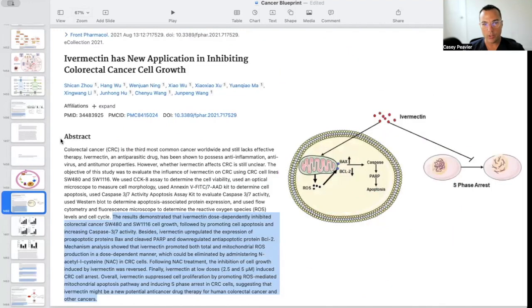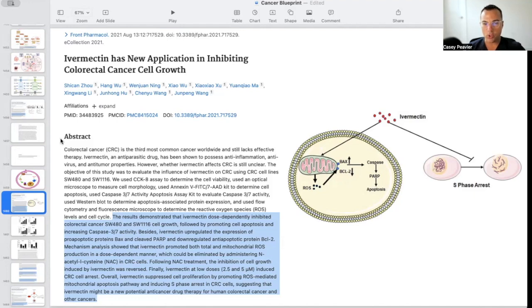That's further looked at when looking at this colorectal cancer model. This paper was published in August of 2021. It says ivermectin has a new application inhibiting colorectal cancer cell growth. It says the results demonstrated that ivermectin dose-dependently inhibited colorectal cancer SW480 and SW116 cell growth, followed by promoting cell apoptosis, increasing caspase 3 and 7 activity. Besides, ivermectin upregulated the expression of pro-apoptotic proteins BAX and cleaved PARP and downregulated anti-apoptotic protein BCL2.